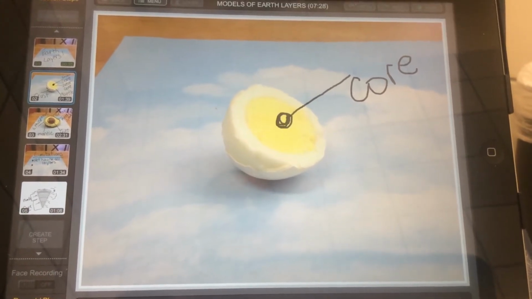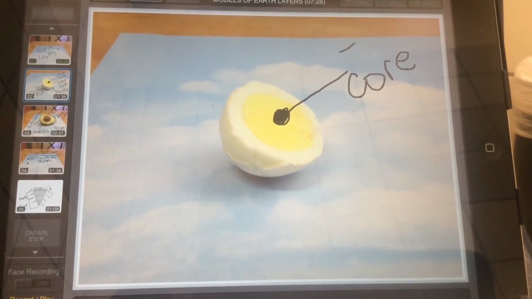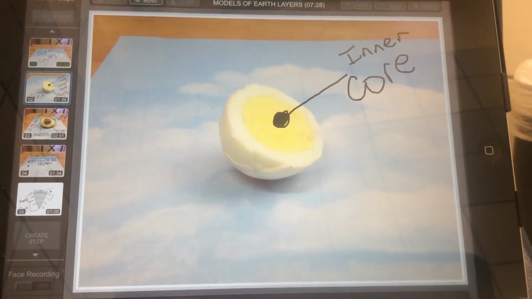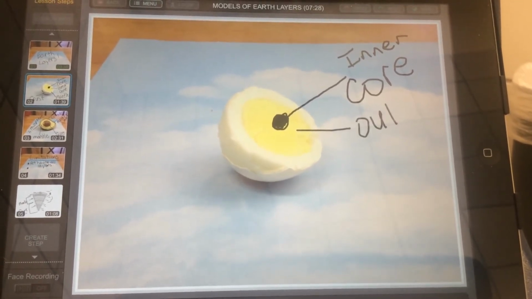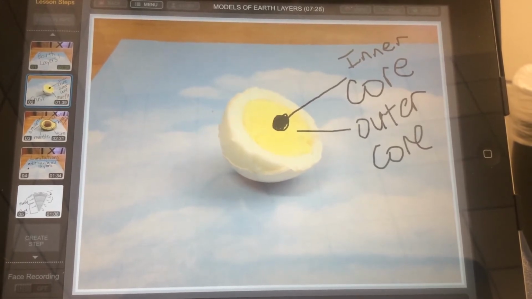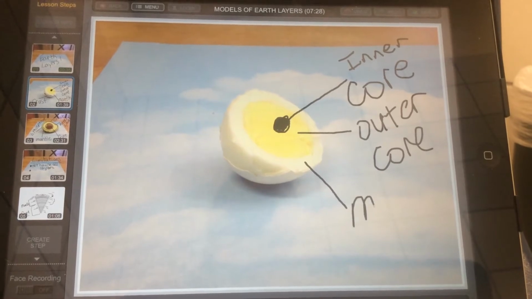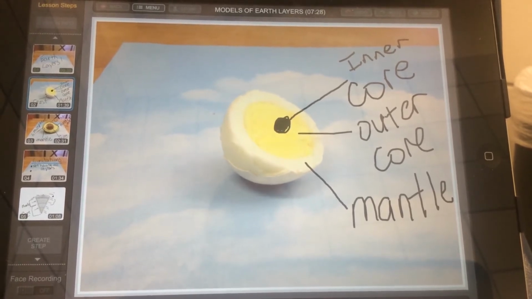So if we would put a black dot in the center, that would represent the inner core. Okay, and then the yellow part could represent our outer core. So the white in the middle and this side of the egg would represent the mantle. Now we said that the mantle was the largest layer, but in the egg model, it's not that case.